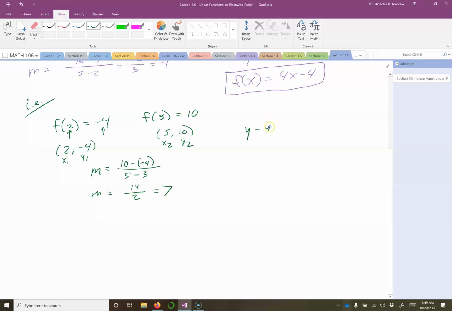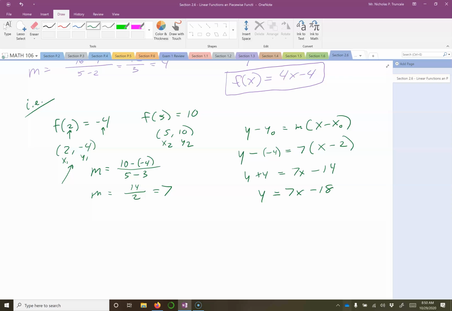All right, now I have the slope. Now we want to use point slope form. You could choose any point. I don't know which one is better. I'm going to do this first one here because it's got a negative number. So it's going to be y minus negative 4 equals 7 times x minus 2. You go through the process of solving for y. So you have y plus 4 is 7x minus 14. So y equals 7x minus 18. All right? The last step to make this a function is just to change y to f of x.